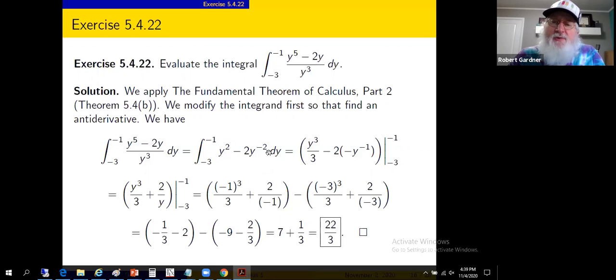Y to the -2 will add 1 to the exponent. That'll give a -1 and divide by -1, producing negative y to the -1 as an antiderivative. Is that right? Let's differentiate negative y to the -1.